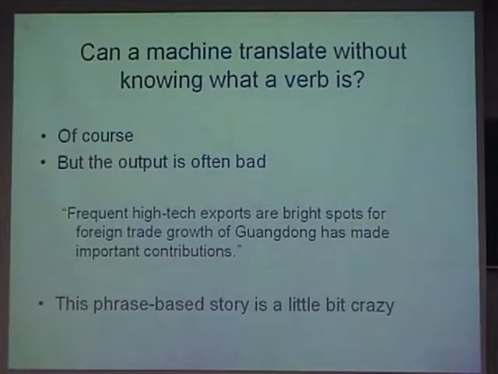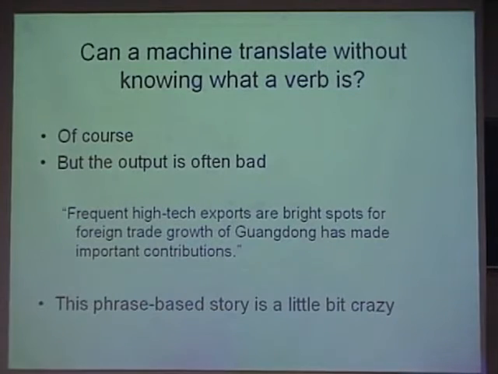Okay, so can a machine translate without knowing what a verb is? Of course. But the output's often bad. So here's a typical sentence: "Foreign high-tech exports are bright spots for foreign trade growth of Guangdong has made important contributions." And you can see how this gets created by that method. We just pull these rectangles off the chart and we try to stick them together so that the English subsequences are good. It's just very frequent that you get this kind of output.